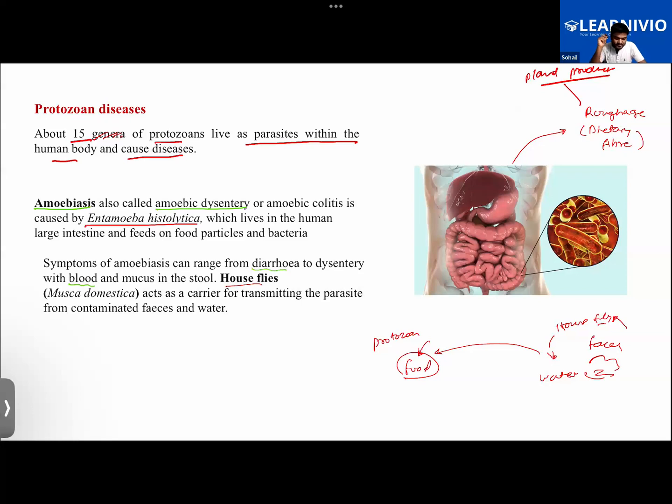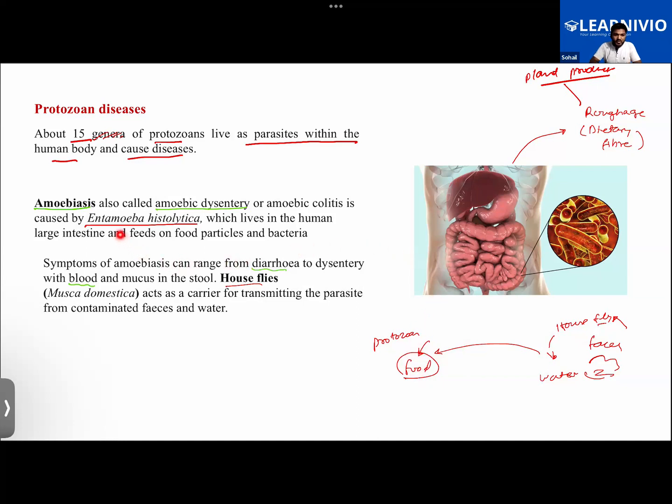No issues. See, basically what happens now, if you were to eat contaminated food, the food on which house flies have sat. Normally house flies sit on fecal matter of animals, poo of animals, dirty water. If it lands on the food, what will happen? It will be transferring the protozoa from the feces or the dirty water onto the food.